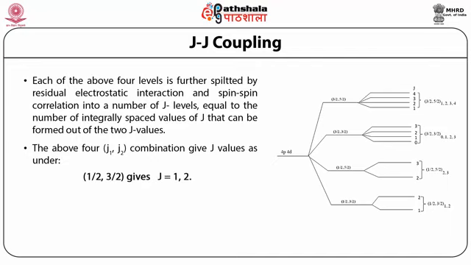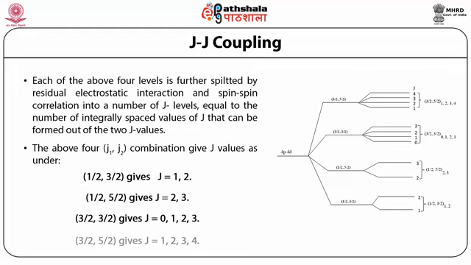1 by 2 3 by 2 pair gives J is equal to 1, 2, and 1 by 2 5 by 2 gives J is equal to 2, 3, 3 by 2 3 by 2 gives J is equal to 0, 1, 2, 3, and 3 by 2 5 by 2 gives J is equal to 1, 2, 3, 4. So the complete splitting of the 4p 4d level comes in a way that the different pairs of J values give us fine levels of the structure.